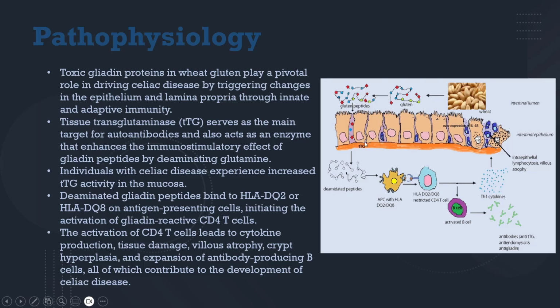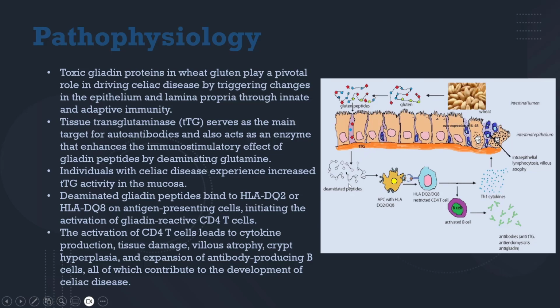Tissue transglutaminase serves as the main target for the autoantibodies and also acts as an enzyme that enhances the immunostimulatory effect of gliadin peptides. This is the gluten peptides and this is the transglutaminase. This happens by deamidating glutamine. Individuals with celiac disease experience increased tissue transglutaminase activity in the mucosa.